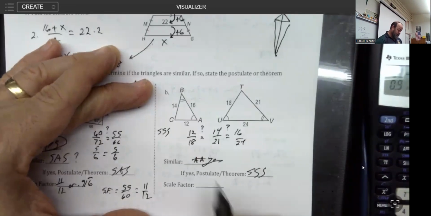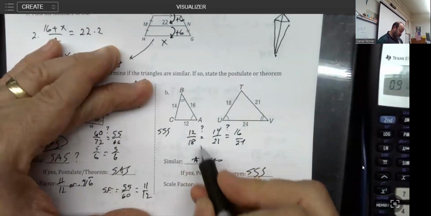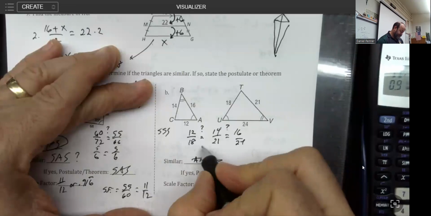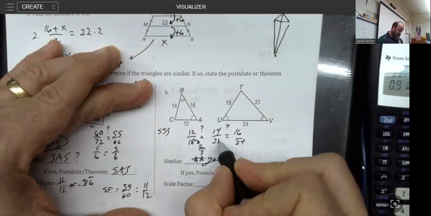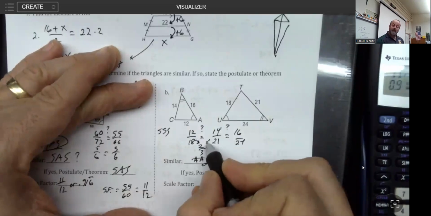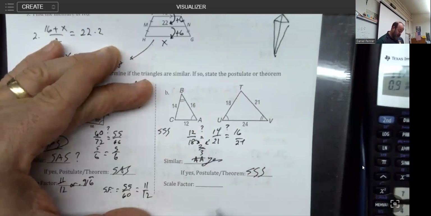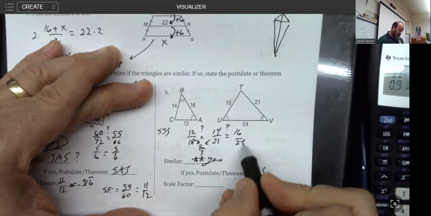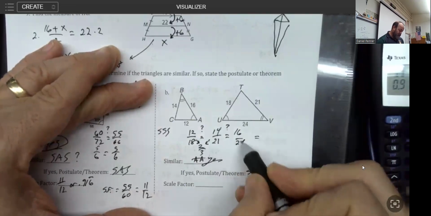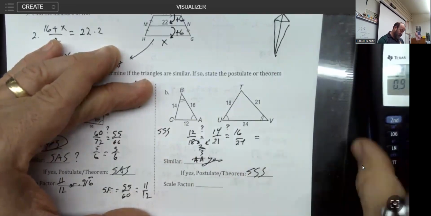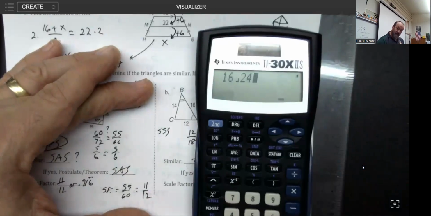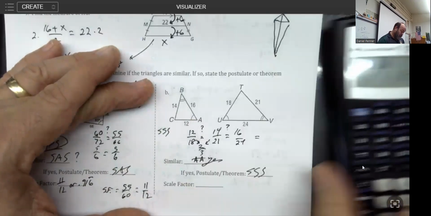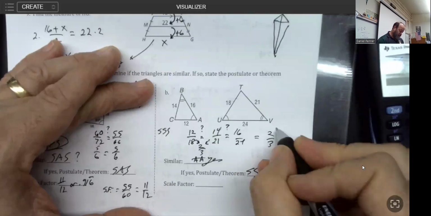And I notice that these are both divisible by 6, which would give me 2/3. That's what that one is. 14 and 21 are divisible by 7, which gives me 2/3. And 16 over 24 is divisible by 8, which also gives me 2/3. Now again, 16 over 24, what you'll notice is it says 2/3. So all of these things are proportional.